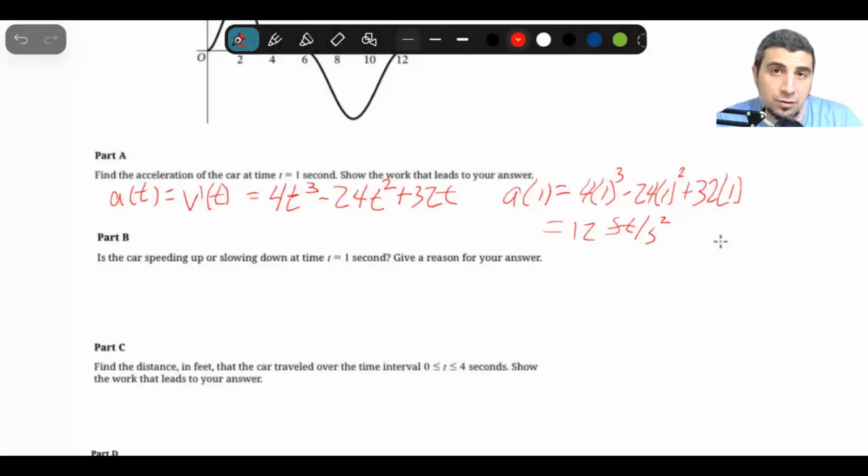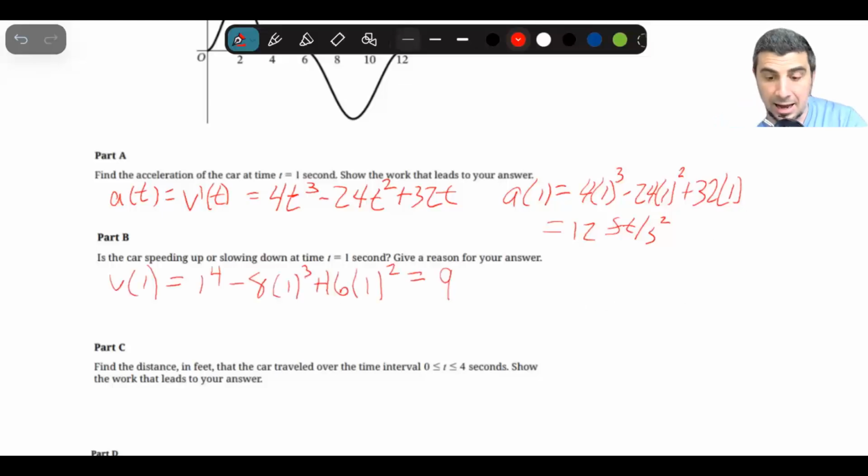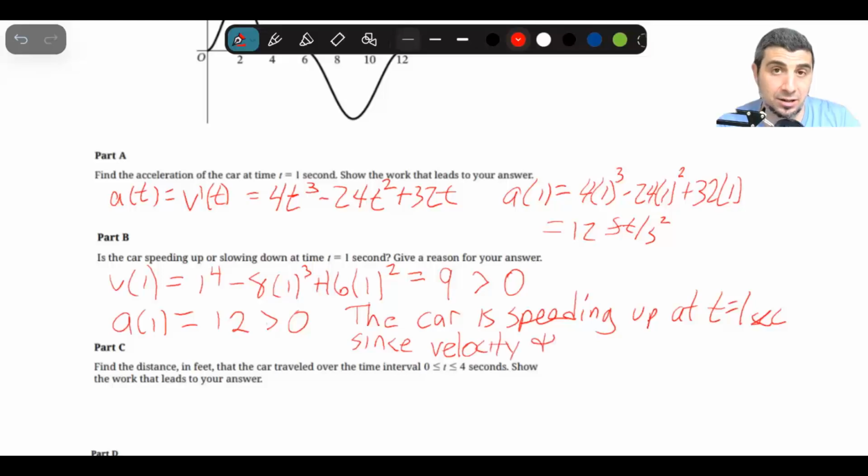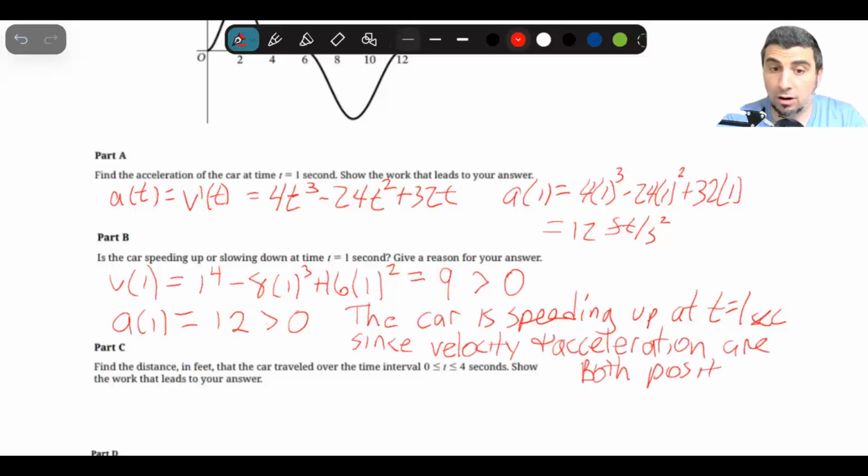Part B asks if the car is speeding up or slowing down. Now, this is where students start to hesitate because you have to think about two things here. We need both velocity and acceleration. The velocity at 1 second is going to be 9, which is positive, and the acceleration at 1, which we already know from the previous problem, is positive as well. So since velocity and acceleration have the same sign, that means the object is speeding up. So the car is speeding up.